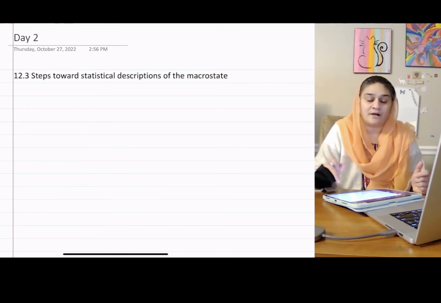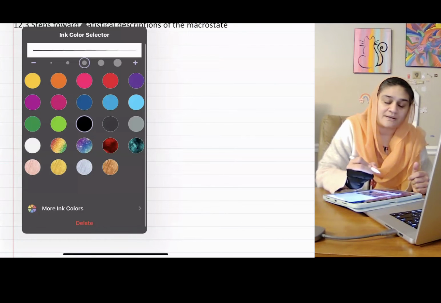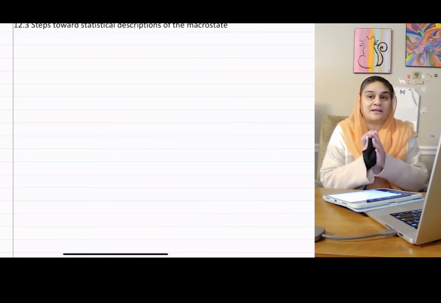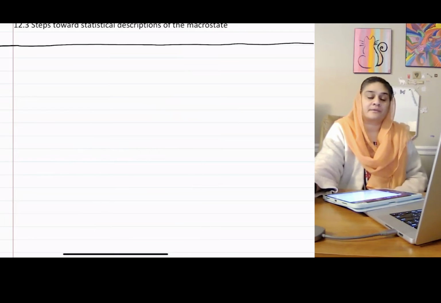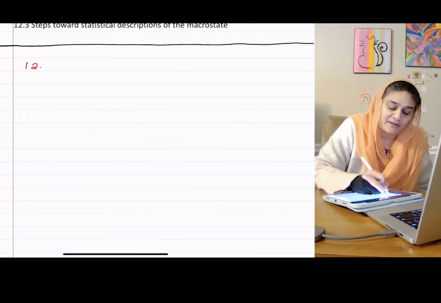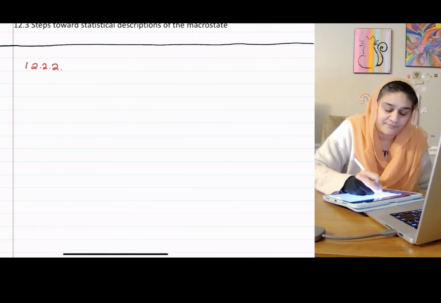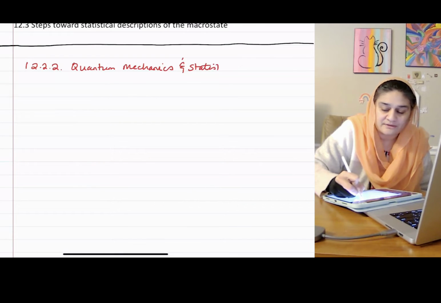Now, before we move on, I want to talk about some quantum mechanics and how that relates to statistical properties. So that is section 12.2.2 of the book, Quantum Mechanics and Statistical Properties.